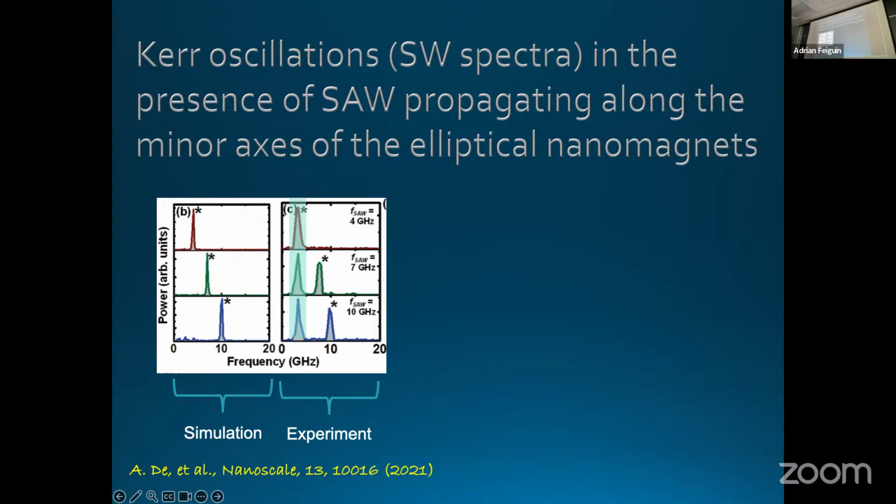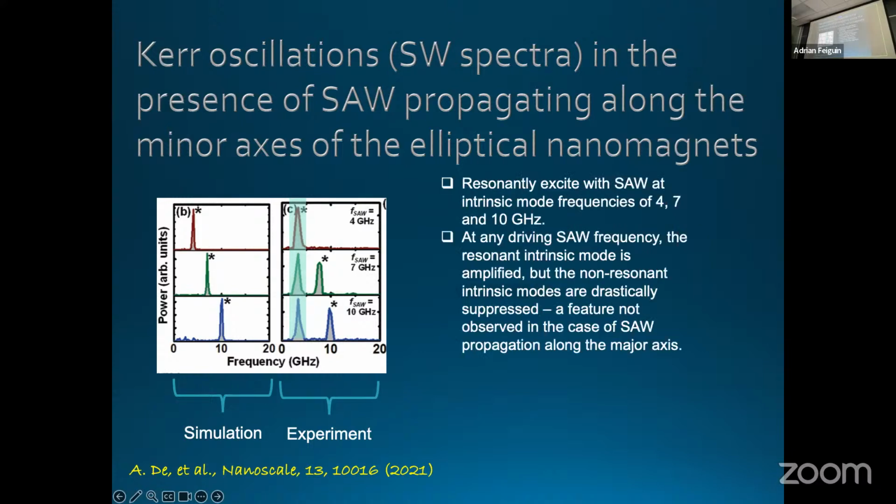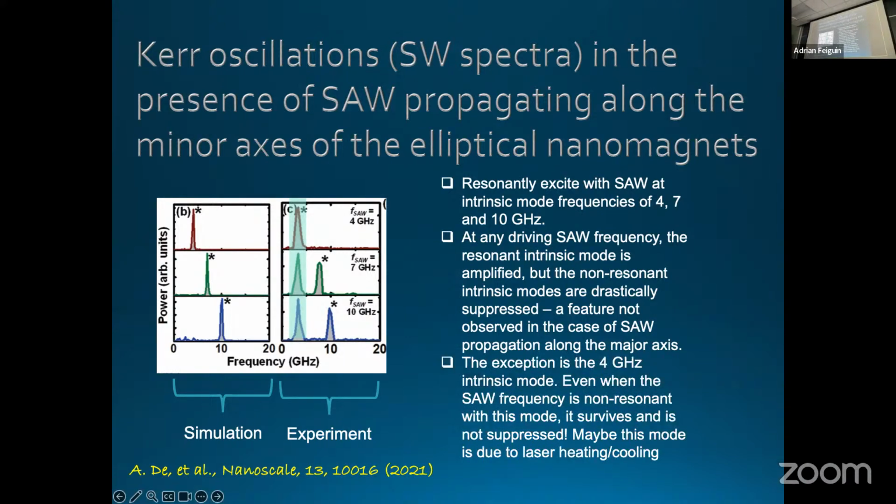This is not a feature that we observed in the other case, when the SAW was propagating along the major axis. We observed this feature only when we launched the SAW along the minor axis. So what is this due to? At any driving SAW frequency, the resonant intrinsic mode is amplified, but the non-resonant modes, all the other ones at 3, 7, etc., are drastically suppressed, a feature that is not observed for SAW propagation along the major axis. The exception is the strange 4 gigahertz mode. It never goes away. Even when the SAW frequency is non-resonant with this mode, it survives and is not suppressed.